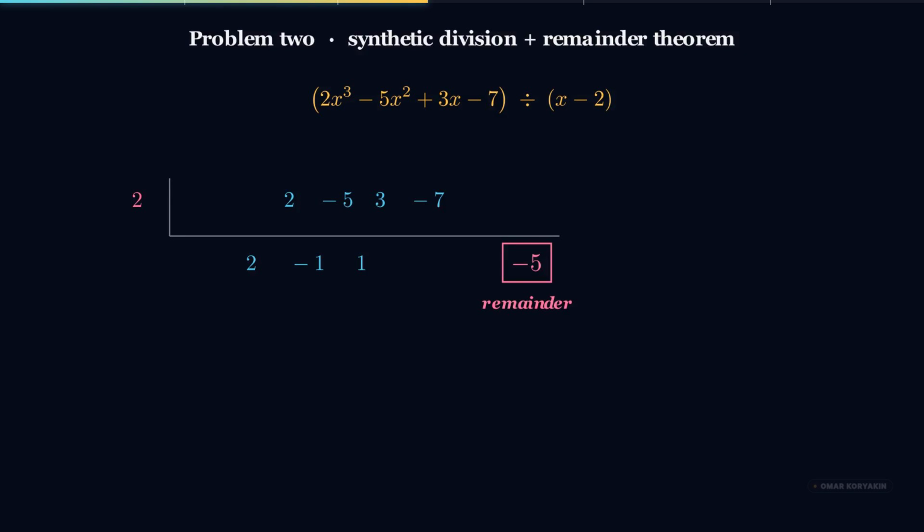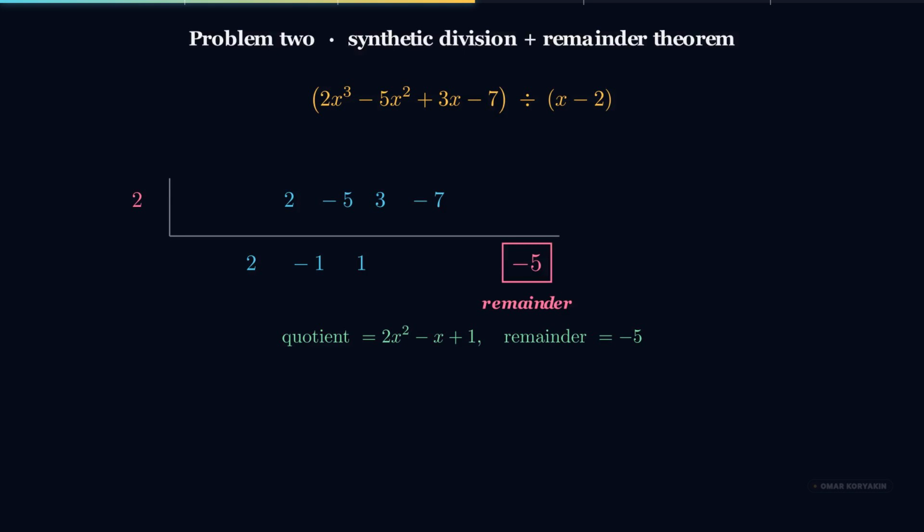Run synthetic division. Bring down the leading 2. 2 times 2 is 4. Add to negative 5 gives negative 1. Negative 1 times 2 is negative 2. Add to 3 gives 1. 1 times 2 is 2. Add to negative 7 gives negative 5. The bottom row reads 2, negative 1, 1, negative 5.